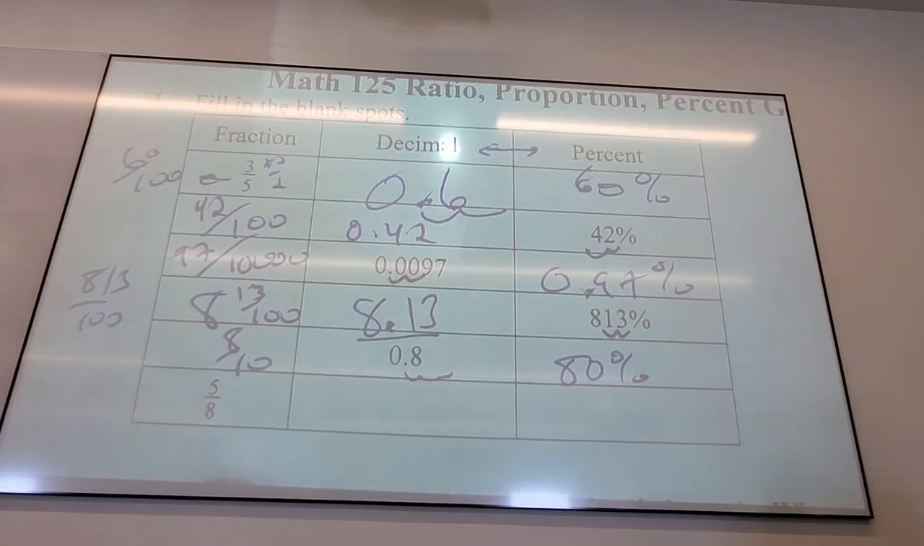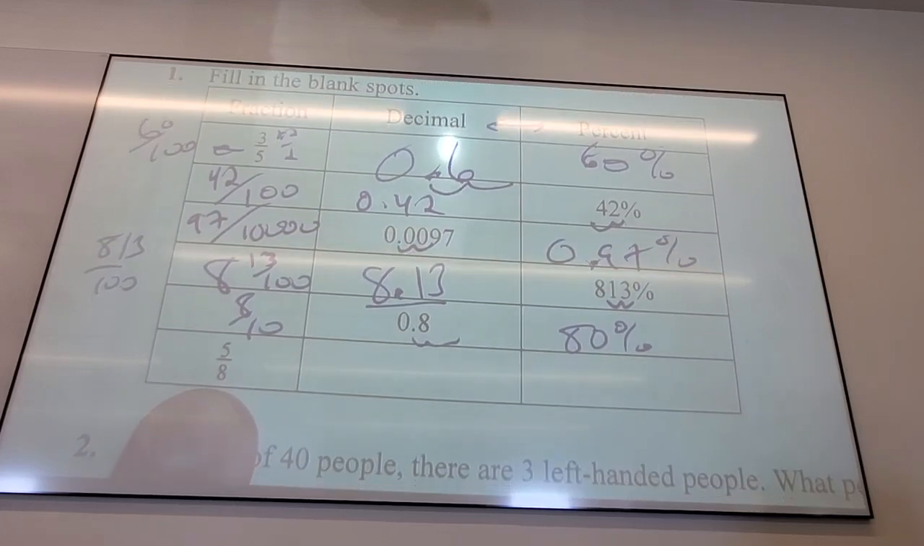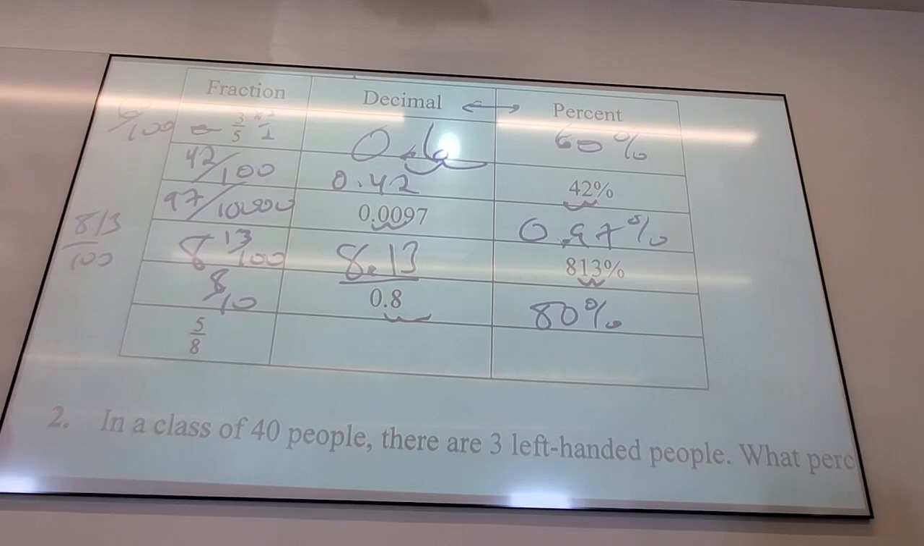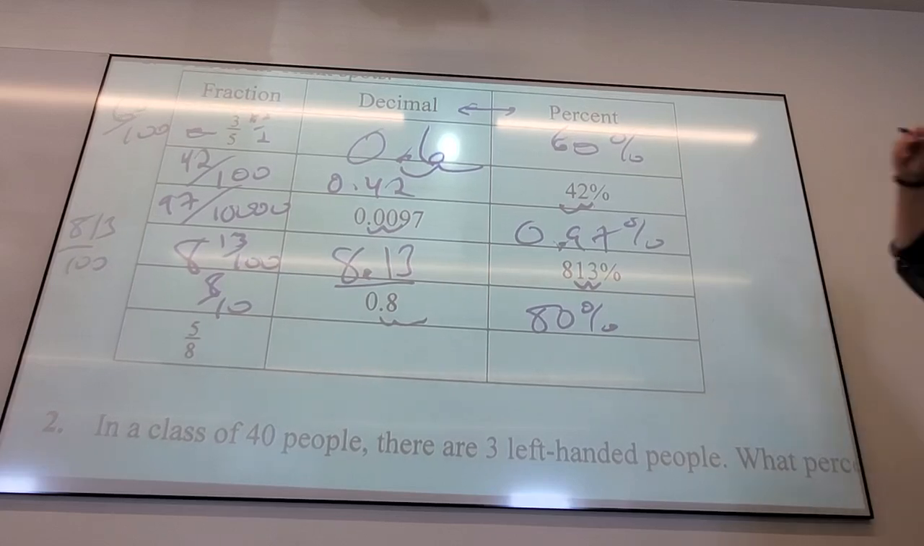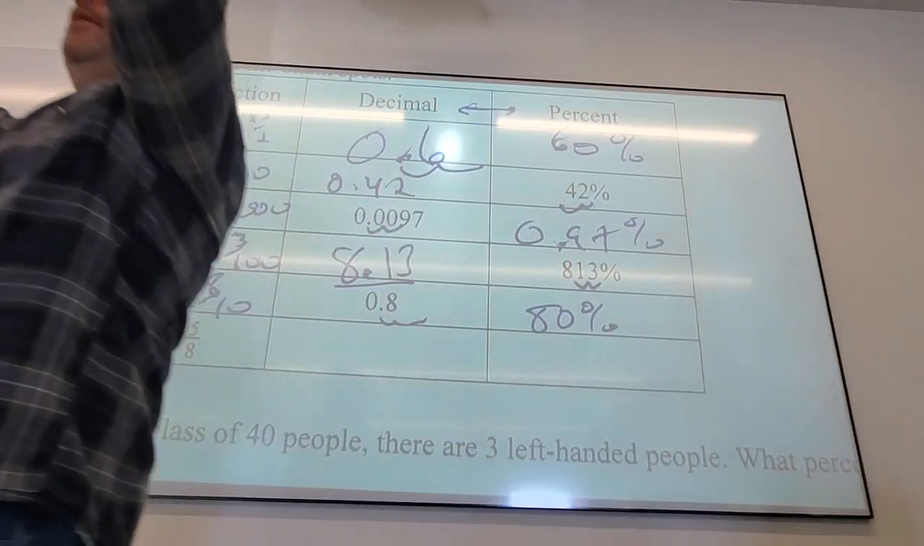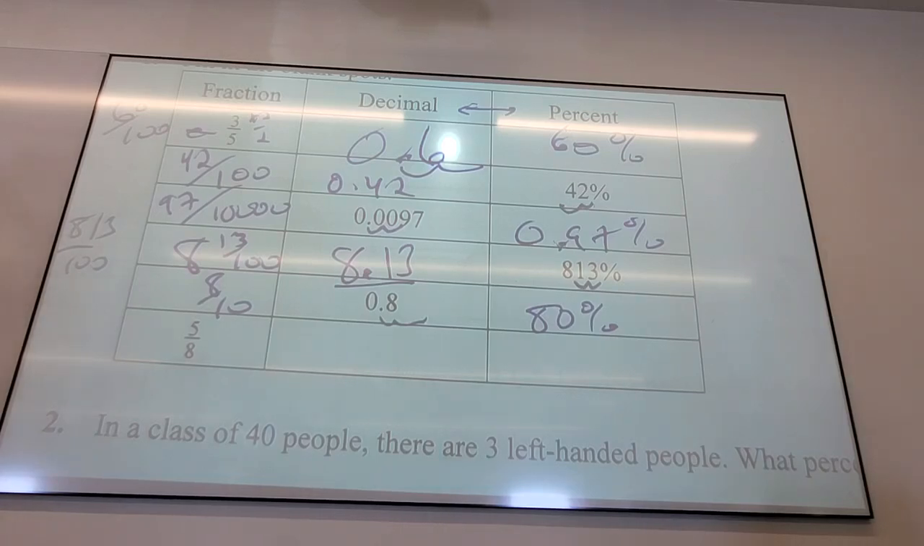And then 5/8, technically what should you do with this? Yeah, you could long divide, or you can remember, we talked about fractional equivalence. What's 1/4 as a decimal? 0.25. So what's 1/8 as a decimal? If 1/4 is 0.25, what's 1/8? How is it related to 1/4? Yeah, it's half of it. So if 1/4 is 0.25, 1/8 is half of that, 0.125.